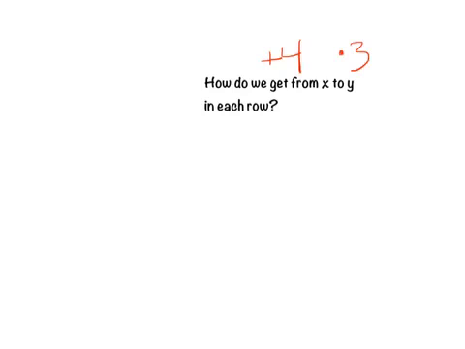Let's check the next row. 4 to 12. Well, it's not plus 4. So times 3? Yeah. Times 3. Let's check here. Times 3. Yep. Okay, so every single time to get y, we have to take 3 times x. And there we go.